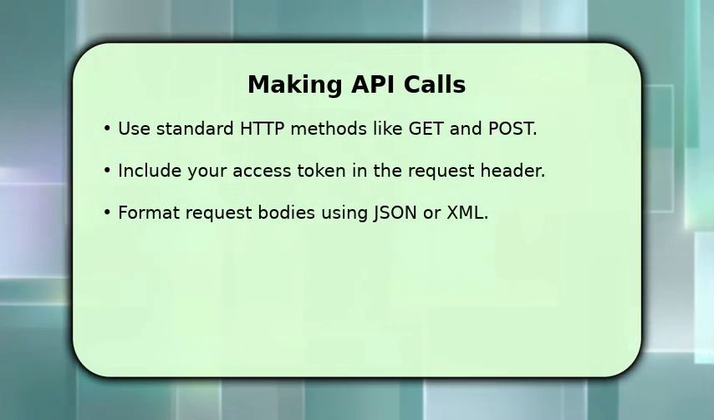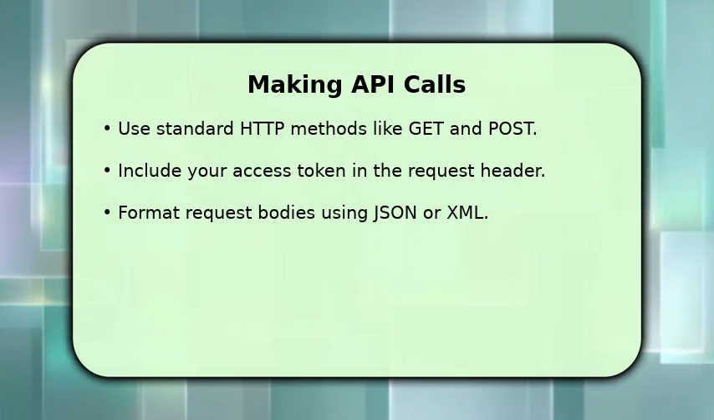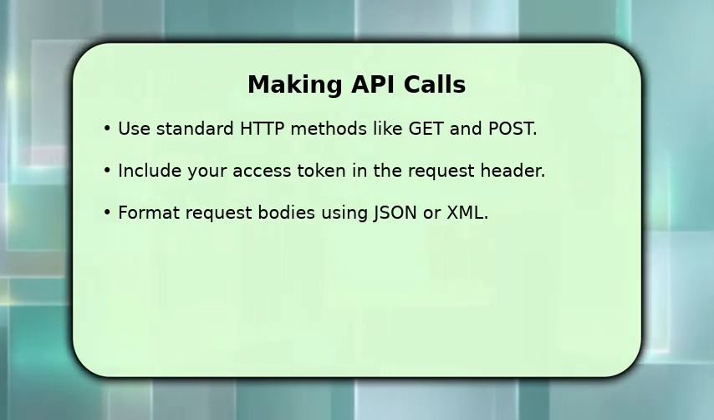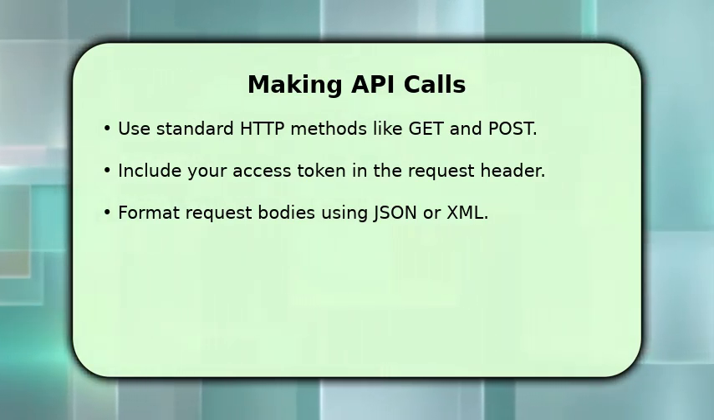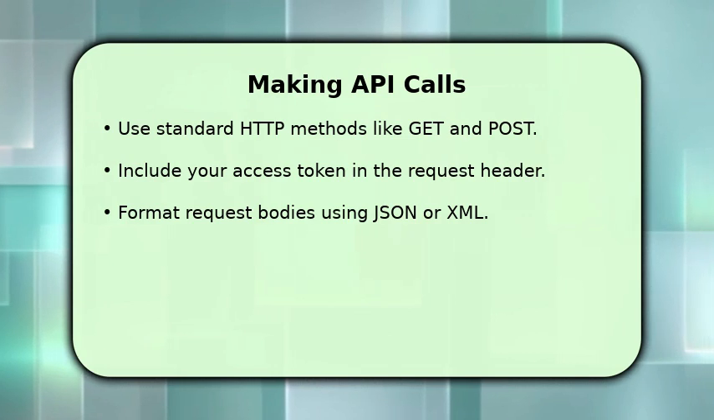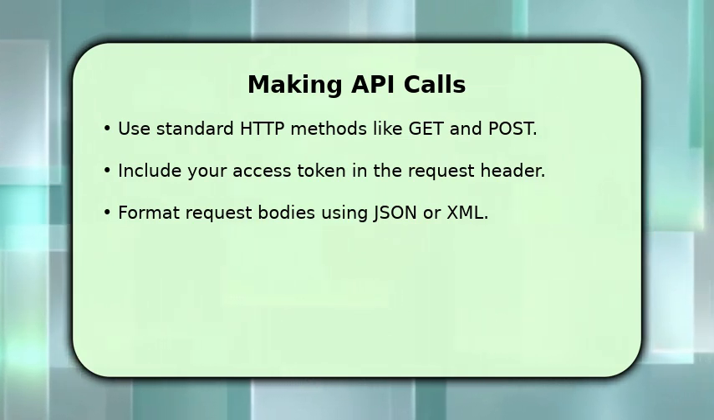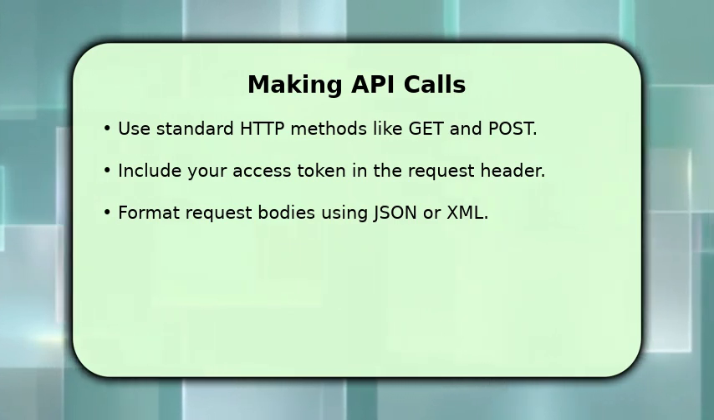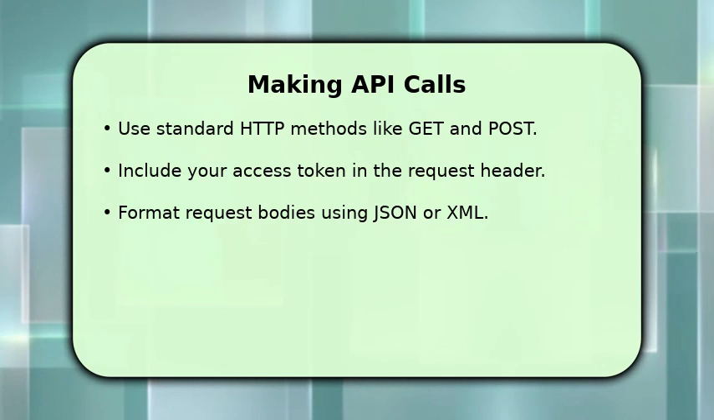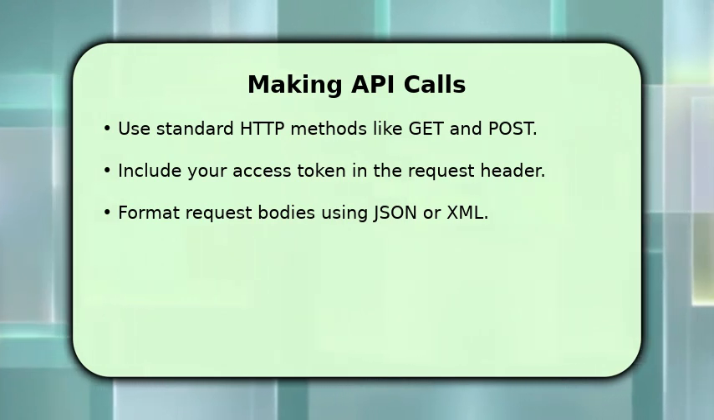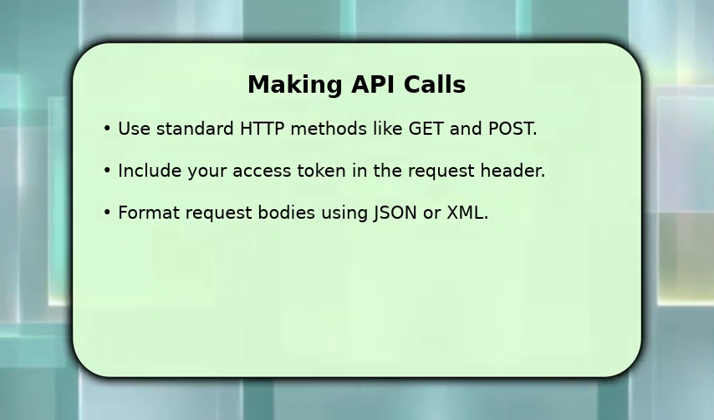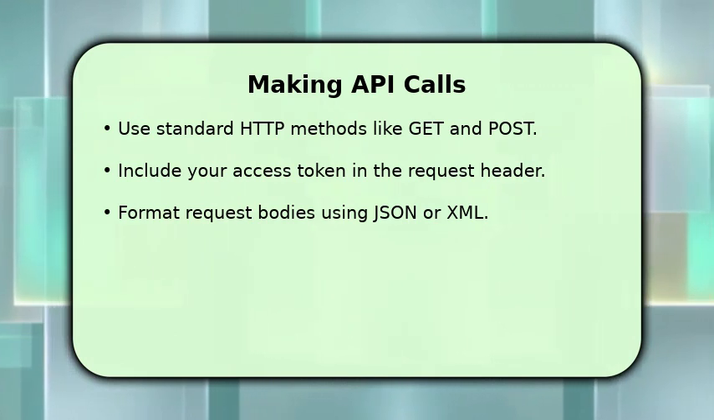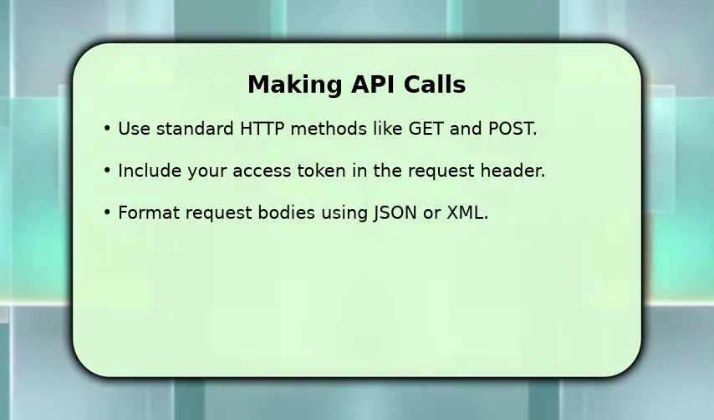Once authenticated, you're ready to make API calls. You'll use standard HTTP methods, such as GET for retrieving data and POST for creating new records. Always include your access token in the request header for authorization. Ensure your request bodies are correctly formatted, typically as JSON. Pay close attention to the API responses and any error codes to troubleshoot effectively.